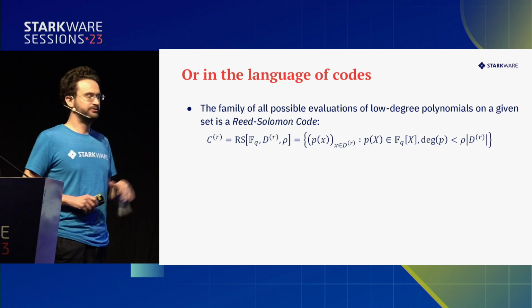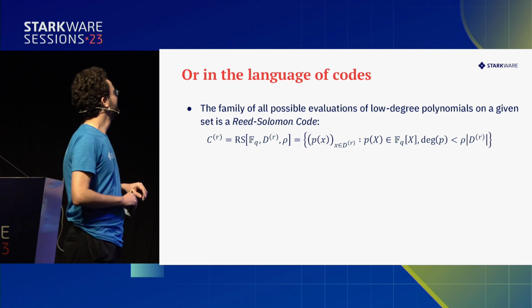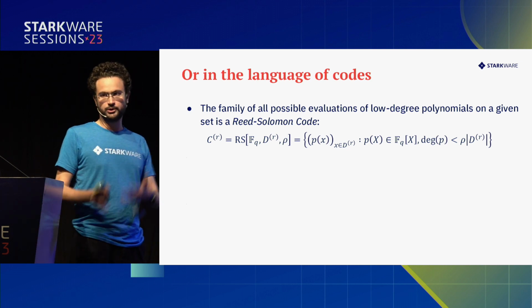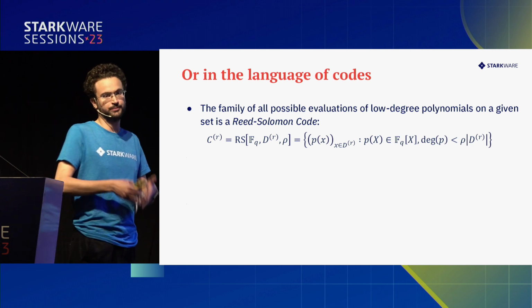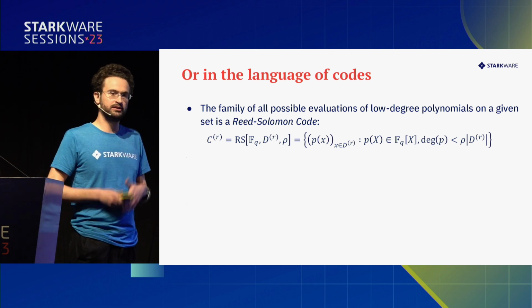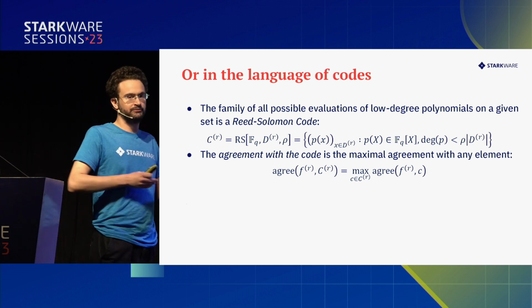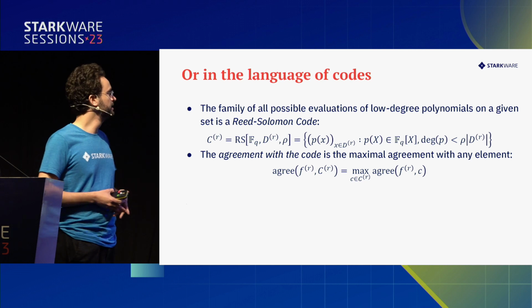We can formulate the same thing in terms of a language of a code. So here now you see formulas. As Swastik mentioned, we have Reed-Solomon codes. They're just evaluations of polynomials on a given set, polynomials of degree which is smaller than the size of the set. And what we are actually asking for is agreement with this code. So agreement of a function with the code is just the best agreement of any possible code word, of any polynomial of low degree, with this function.